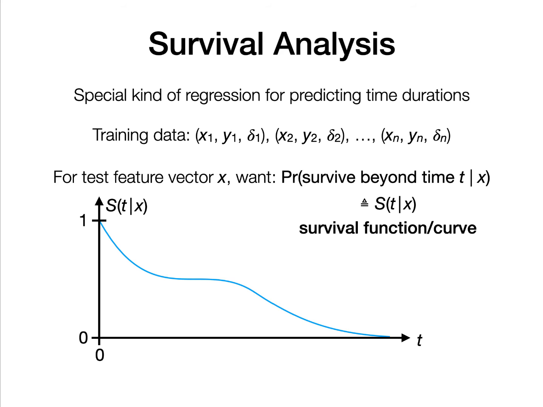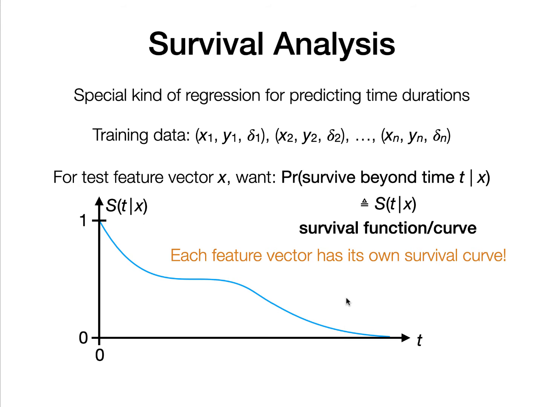Note that unlike in the standard regression setup, we're not just predicting a single time, we're predicting this whole curve. And note that this curve monotonically decreases. It starts at 1 and then it decays to 0. The other thing I'll say is that we have different survival curves for each feature vector x.